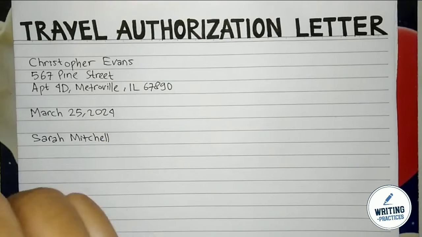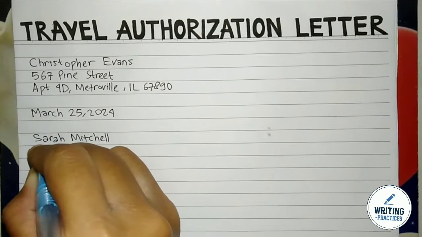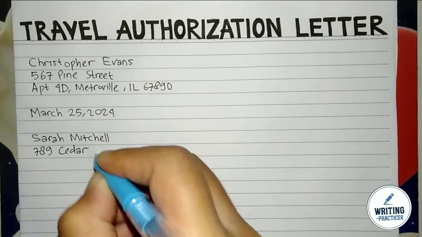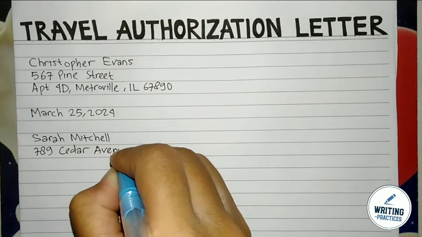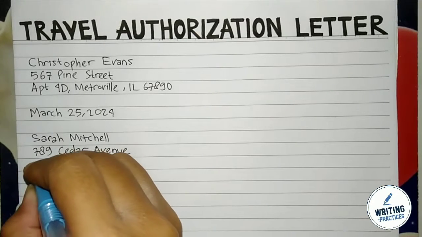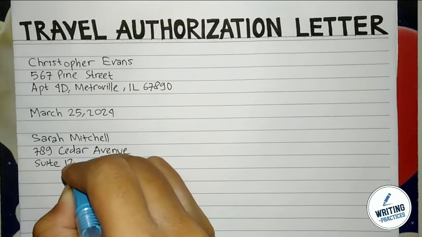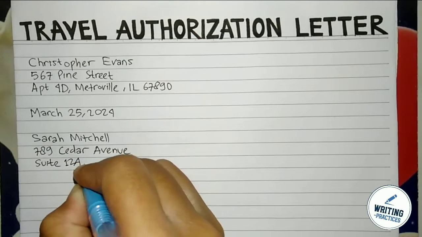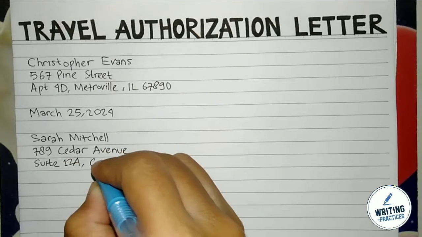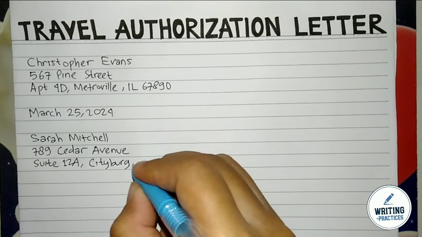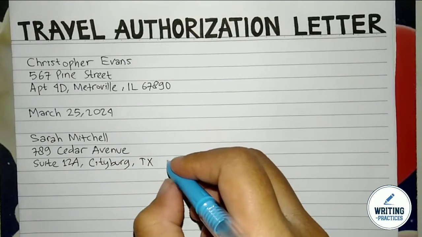And now, write the date of the letter. You may use the format of month, date, and year. For the next, write the information about the recipient. You need to write their full name. And then, write their home address. Yes, don't forget to mention the number, street name, city, state, and zip code. And you can also add their contact information like phone number and email address.